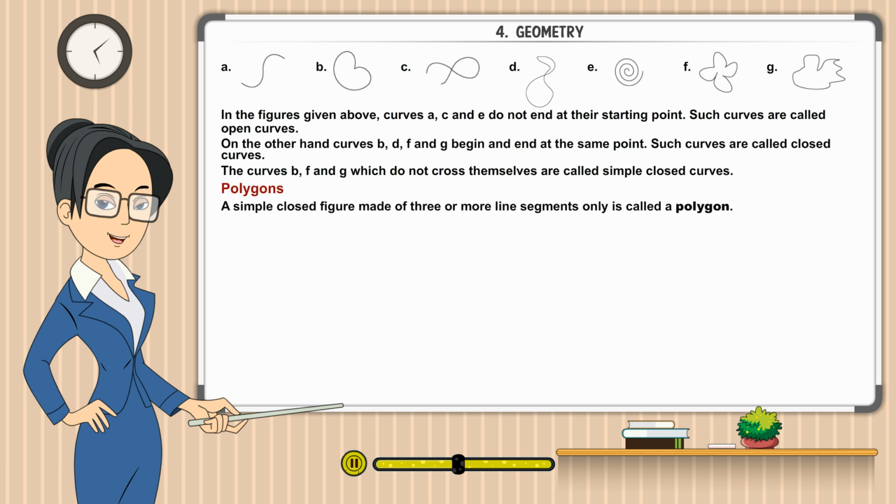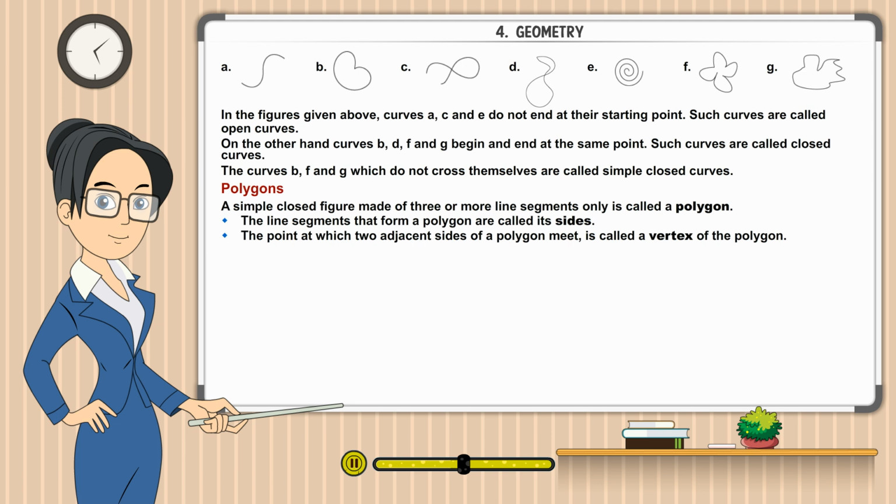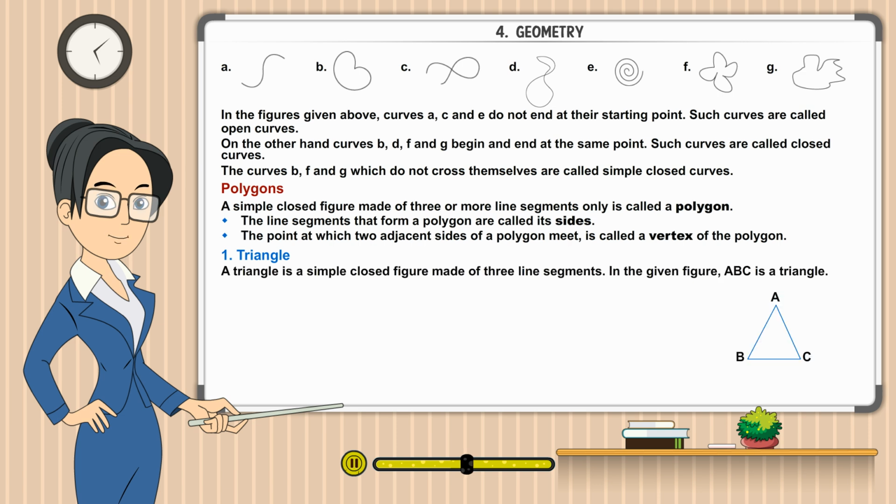Polygons. A simple closed figure made of three or more line segments only is called a polygon. The line segments that form a polygon are called its sides. The point at which two adjacent sides of a polygon meet is called a vertex of the polygon. Triangle. A triangle is a simple closed figure made of three line segments. In the given figure, ABC is a triangle. It has three sides, namely AB, BC, and CA. Three vertices, namely A, B, and C.